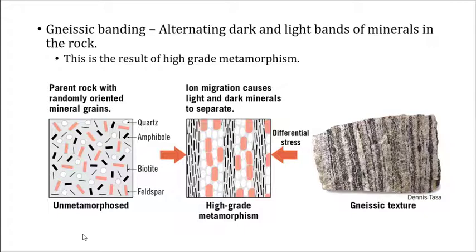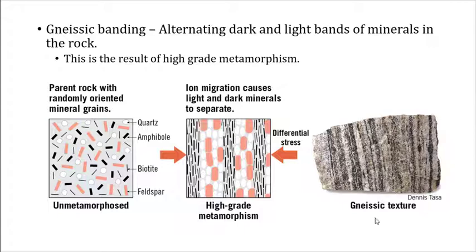Imagine a granite, okay? I apply heat and pressure, and not only do the mineral grains align perpendicular to that heat and pressure, they also separate themselves into alternating dark and light and dark and light and dark and light bands. And so what you get in very high grade metamorphic rocks is gneissic texture, or also gneissic banding, right? Where you get these alternating dark and light layers running through the rock. This is very, very high grade metamorphism.